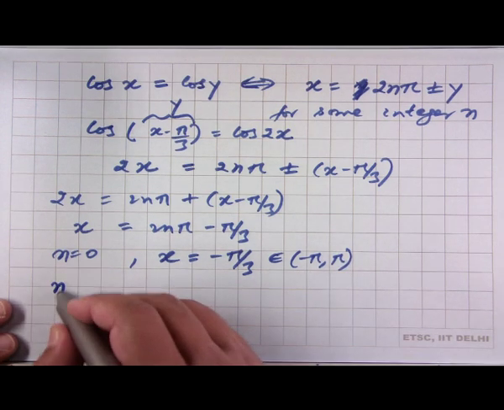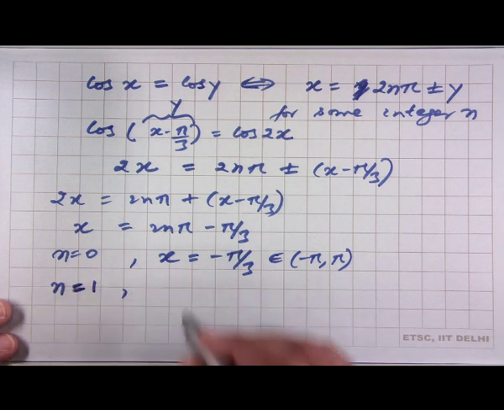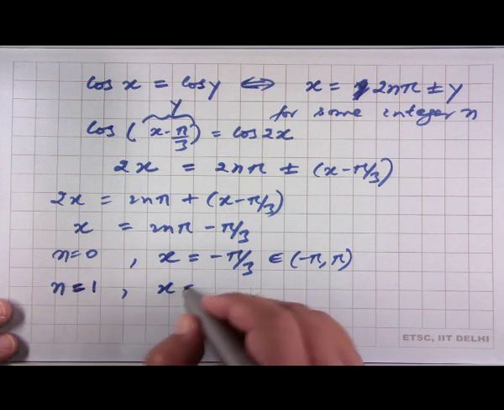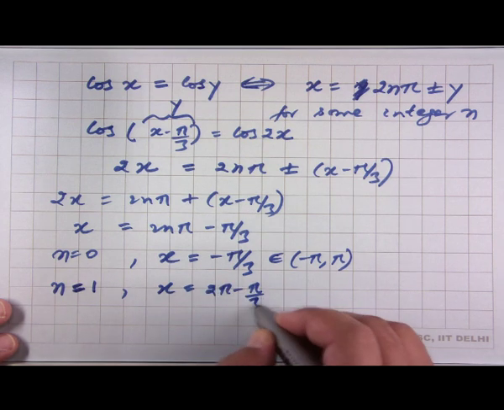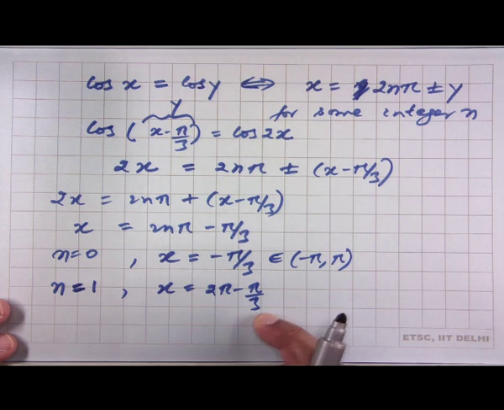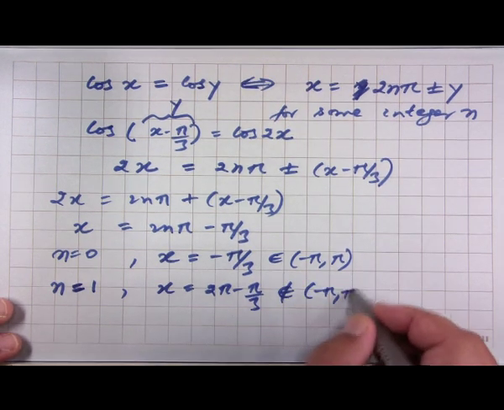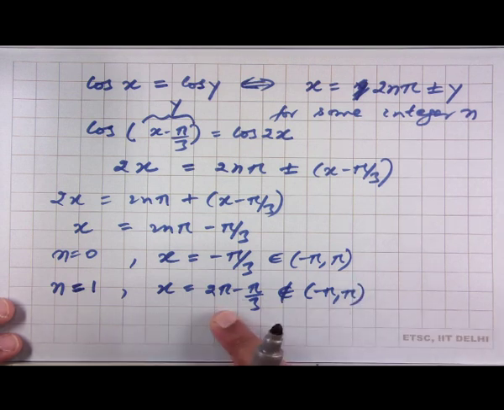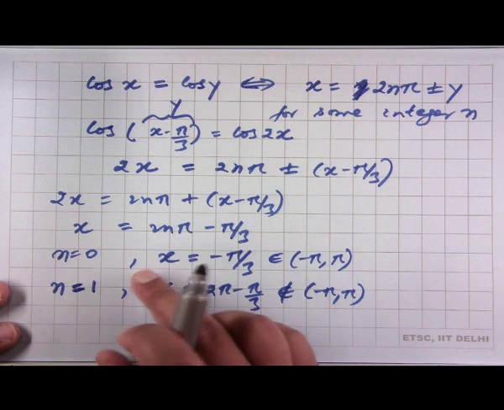But if we take any other integer value like 1, then the value of x that we get with n equal to 1 is 2 pi minus pi by 3, and this value is definitely not in the interval. So this does not belong to the interval minus pi to plus pi, and this is not a valid solution for us. The same thing will happen if we take any other integer multiple which is not 0.